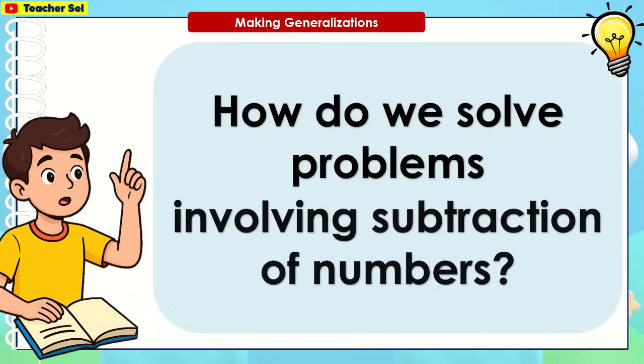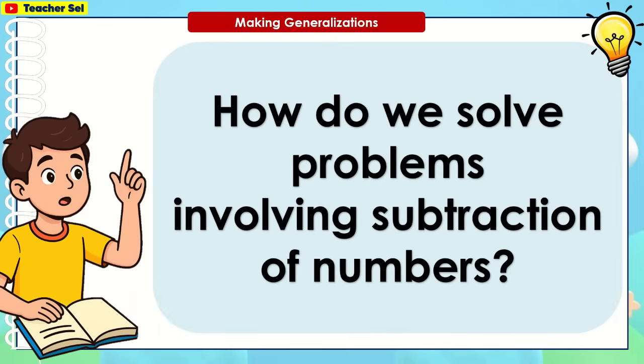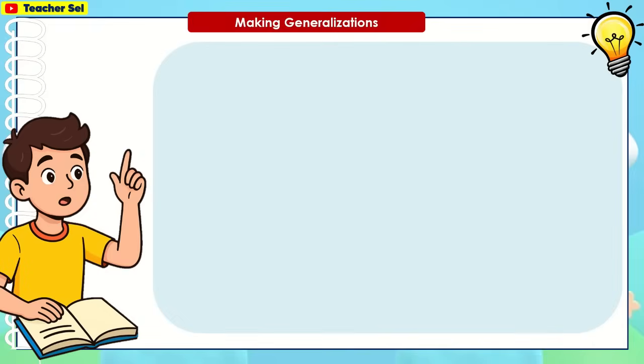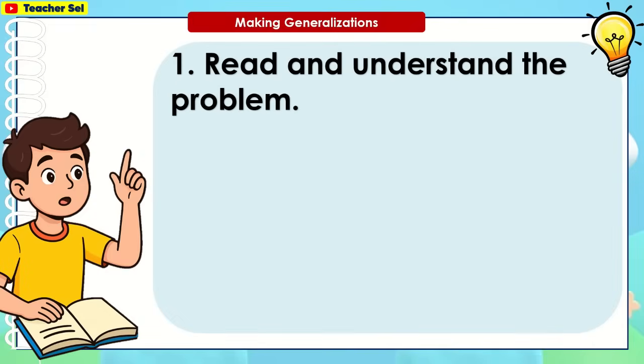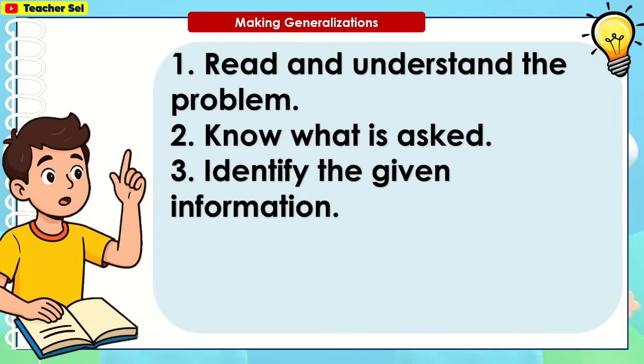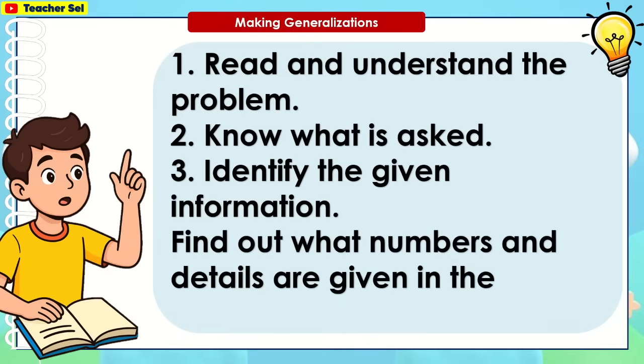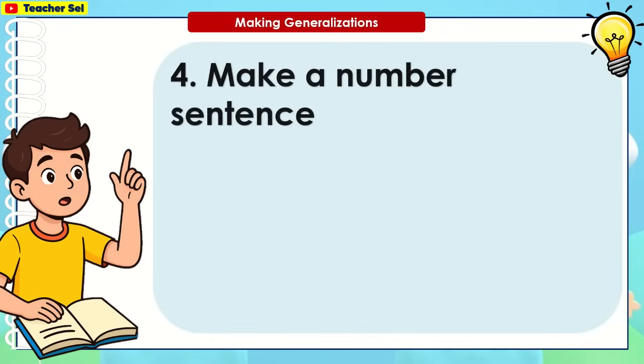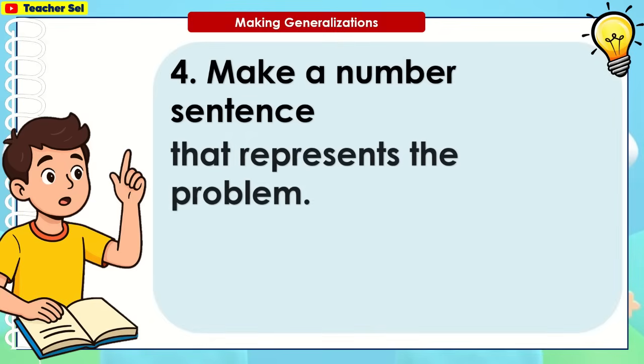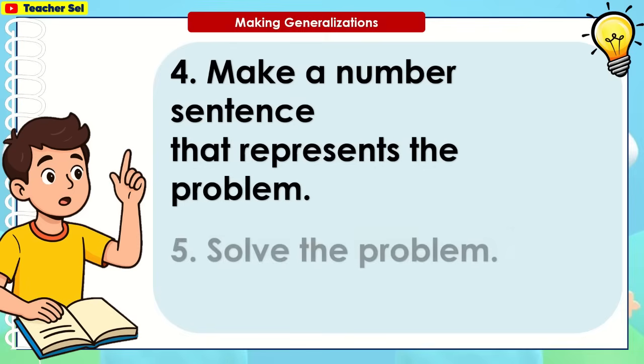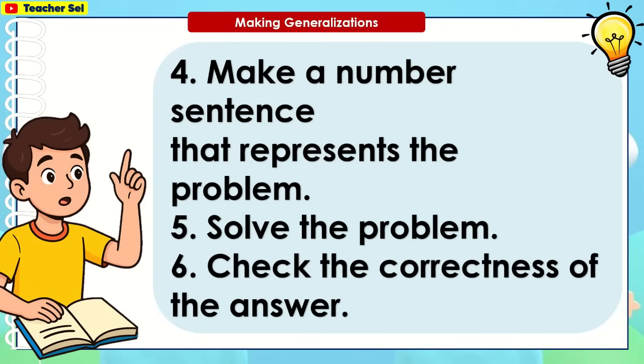How do we solve problems involving subtraction of numbers? Read and understand the problem. Know what is asked. Identify the given information. Find out what numbers and details are given in the problem. Make a number sentence that represents the problem. Solve the problem. Check the correctness of the answer.